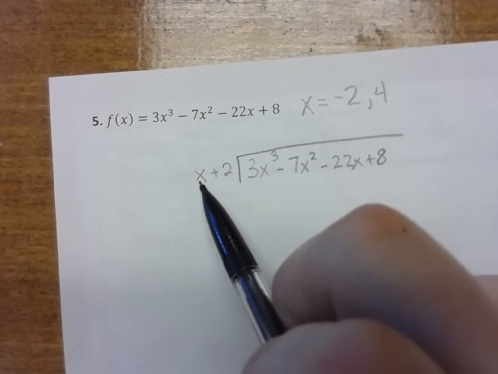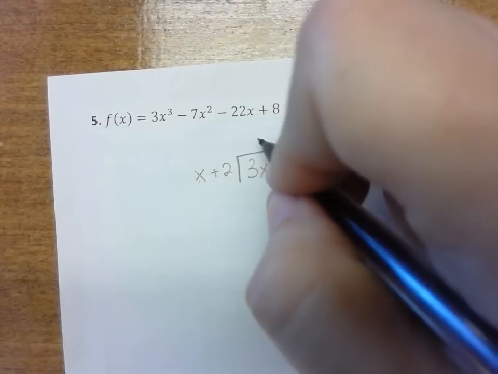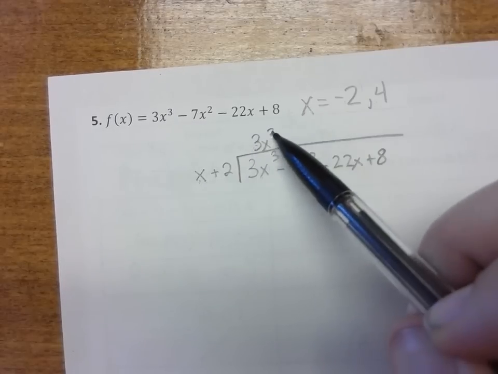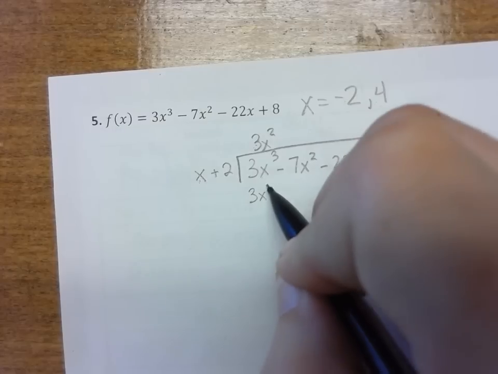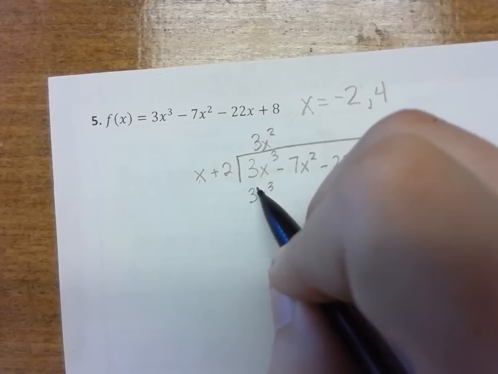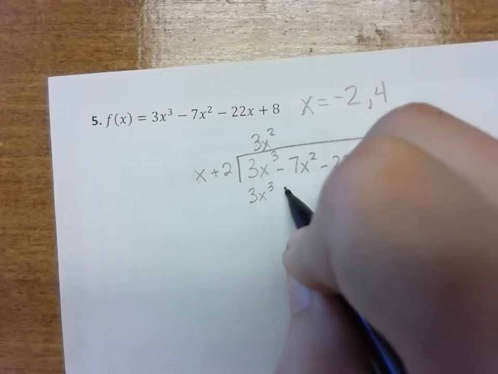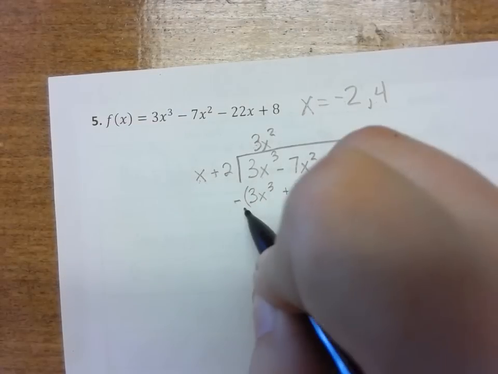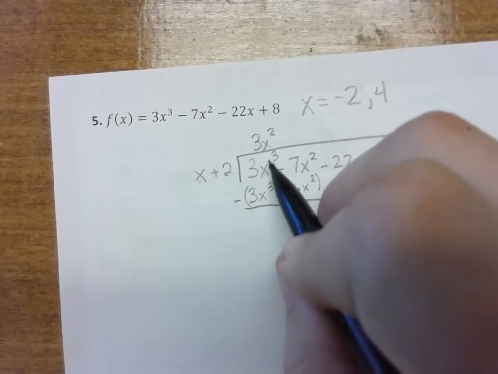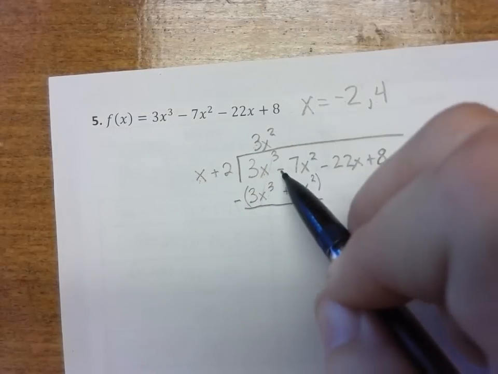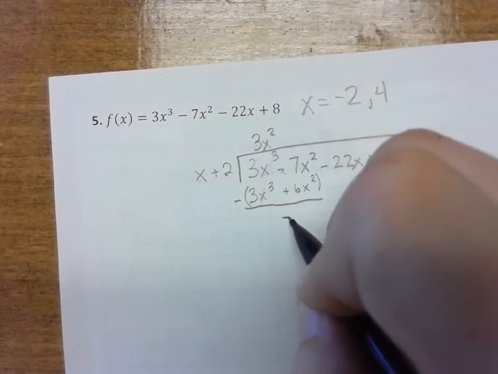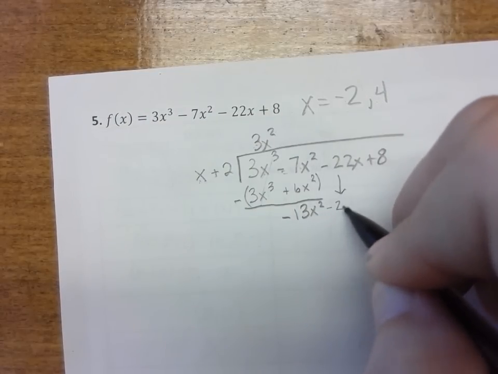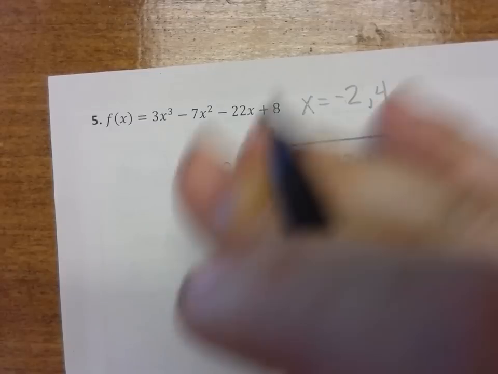Okay, so what do I need to multiply x by to get to 3x cubed? That's 3x squared. Then I distribute. So 3x squared times x is 3x cubed. If you don't get the same thing here, you did something wrong. 3x squared times 2 gives you a positive 6x squared. We are going to subtract. 3x cubed minus 3x cubed creates a 0. Then negative 7 minus 6 gives us negative 13x squared. Drop down the 22x and then start over. That was one full cycle.